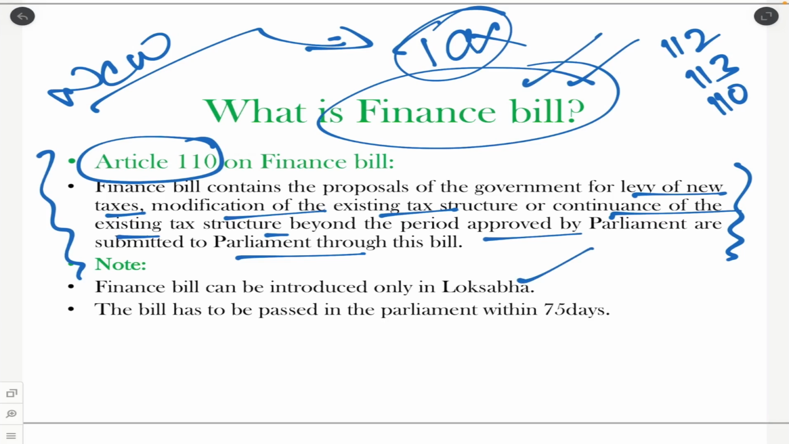The finance bill can be introduced only in Lok Sabha. There is no need to present it in Rajya Sabha. The bill has to be passed in the parliament within 75 days. So within 75 days of introduction of the new finance bill or the new taxation, it has to be passed.